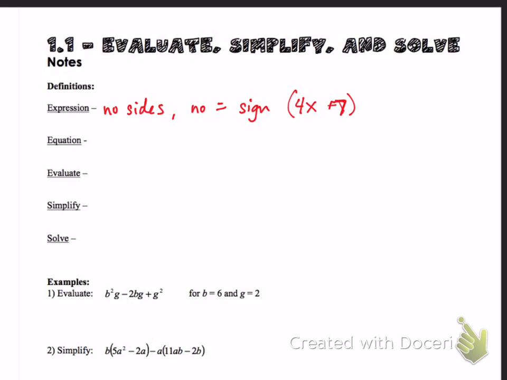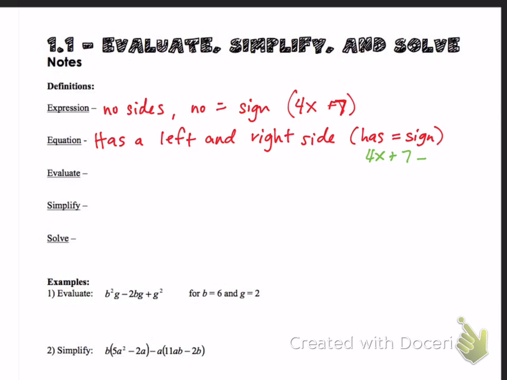An equation, though, does have an equal sign, so it has a left or right side. An example of that could be 4x plus 7 equals 14, something like that. So it has a left or right. That's what I mean by equation.